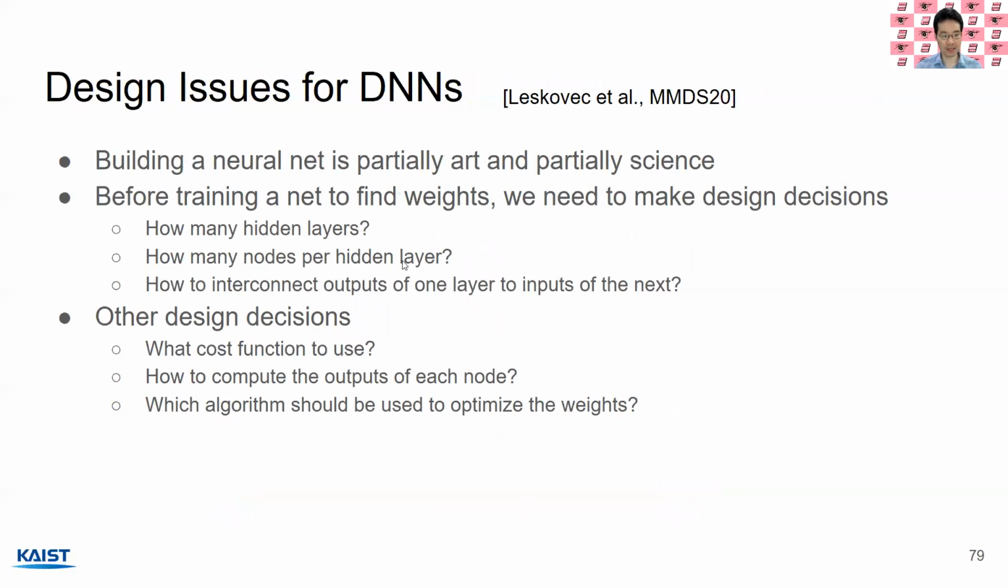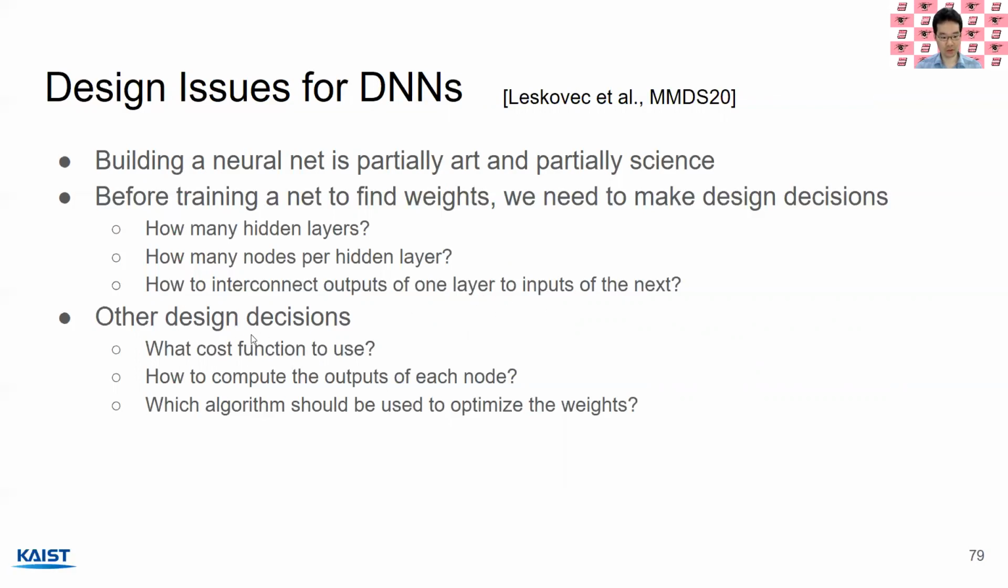And there are many design issues for developing deep neural networks. Building a neural net is partially art, part science. Before training a neural net to find the right weights, we need to make several design decisions. We have to decide how many hidden layers there are, how many nodes there are per hidden layer, and how to interconnect the outputs of one layer to inputs of the next.